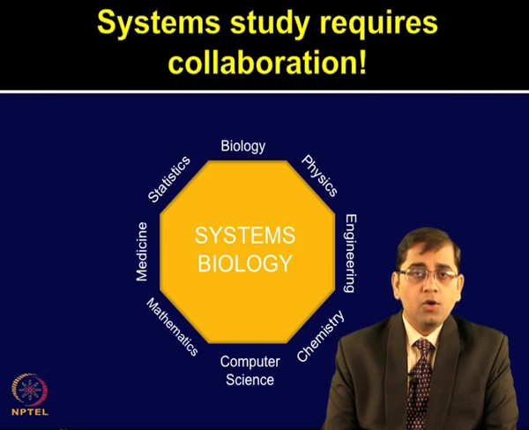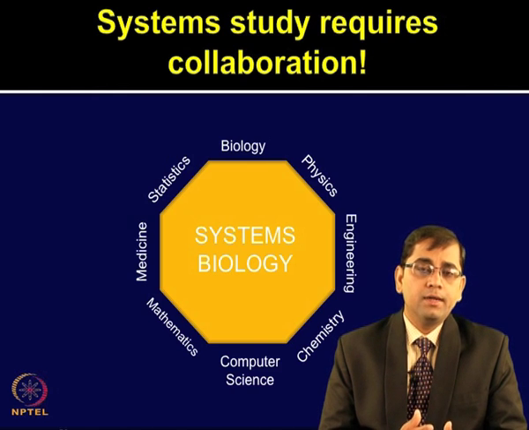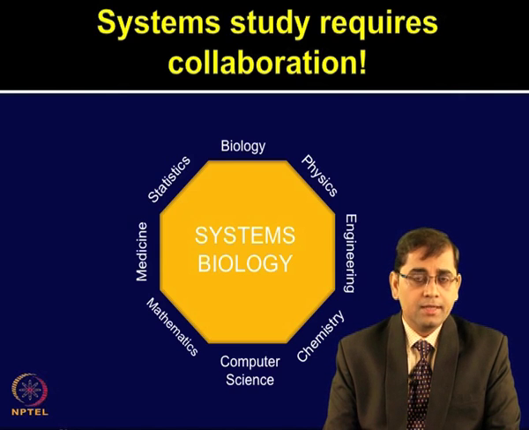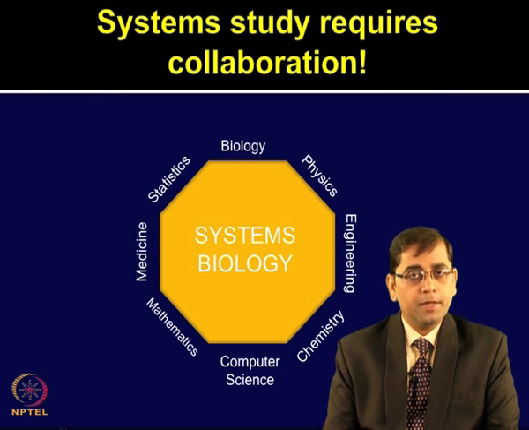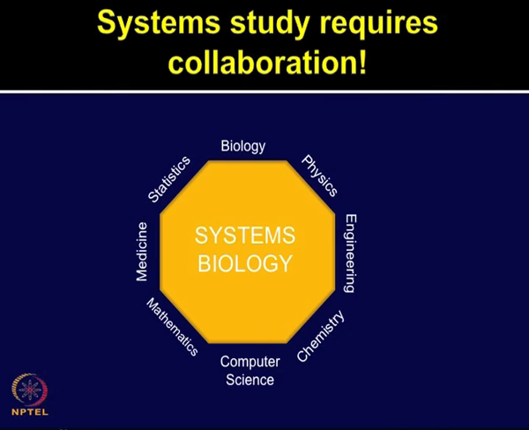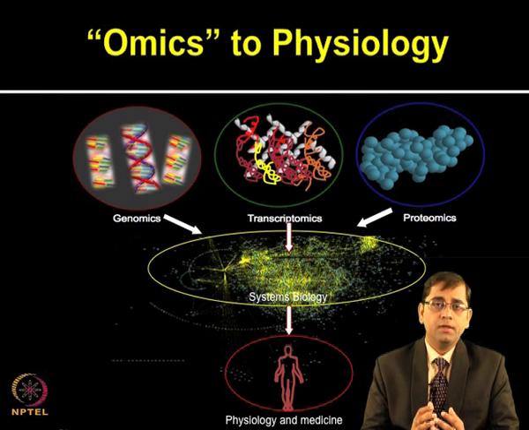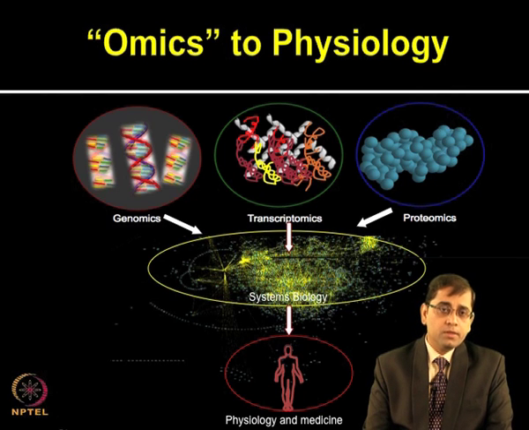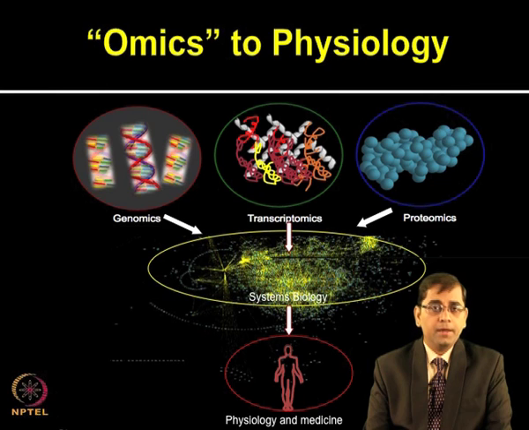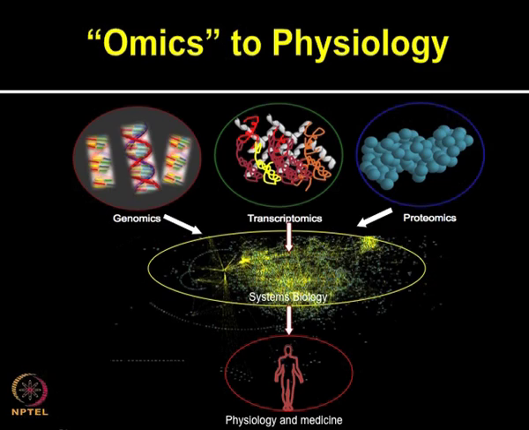Studying systems control cannot be done in isolation in an individual lab. It requires different expertise and collaboration from scientists working in different disciplines of biology, physics, engineering, chemistry, computer science, mathematics, medicine, statistics and many other fields. An eventual aim of systems biology is to employ the omics level information obtained from different levels such as genome, transcriptome and proteome, and derive that information at the systems level, integrate that information and quantitate some models, and then propose to use it for understanding the physiology and apply it in medicine. This omics to physiology flow can be well maintained by employing systems biology tools.